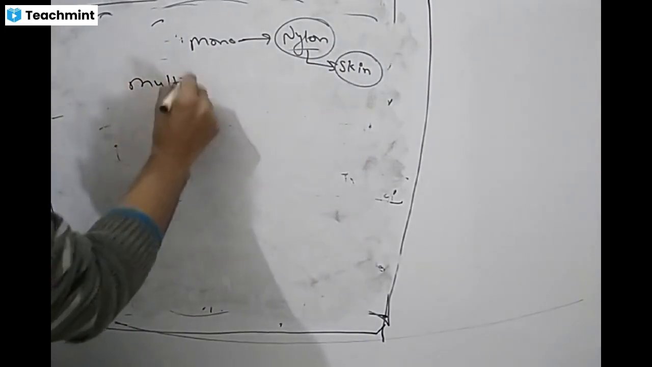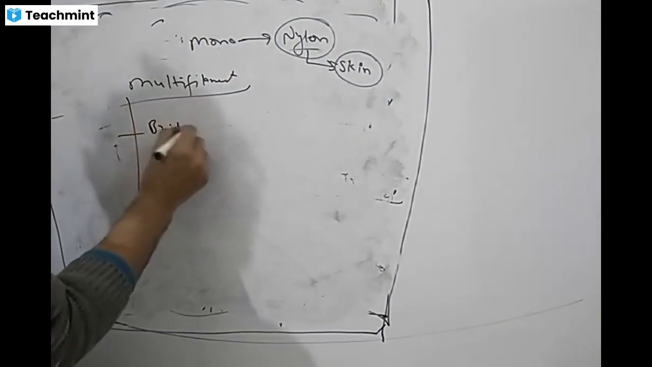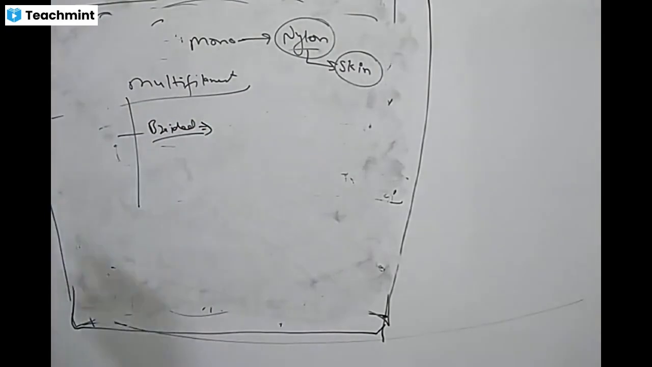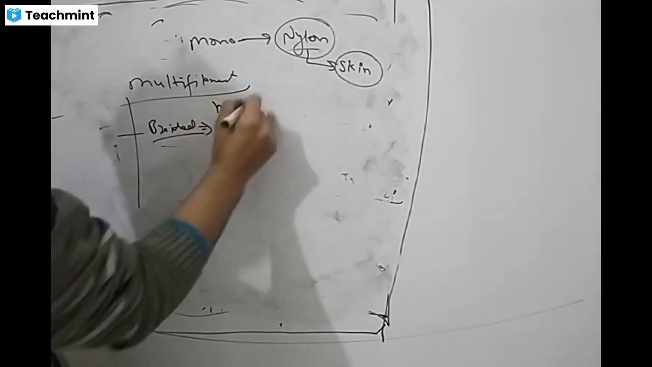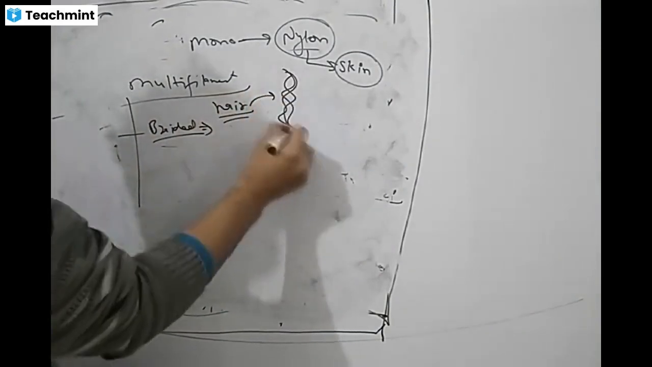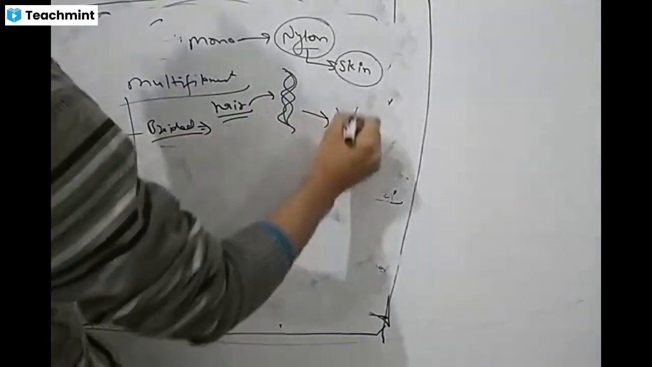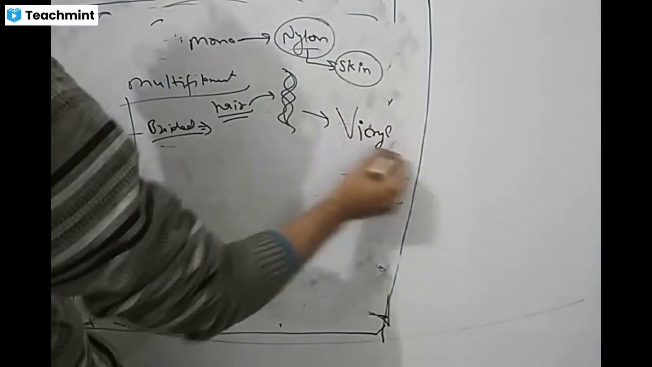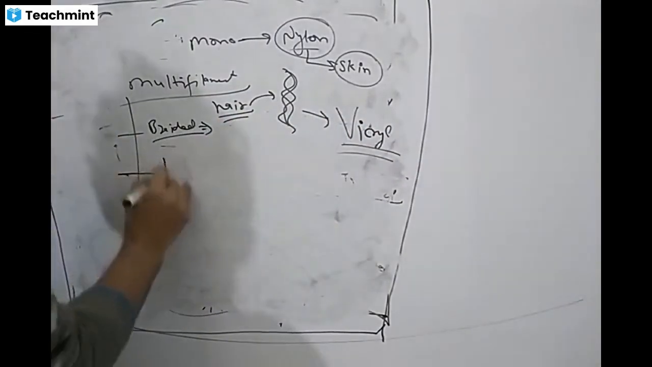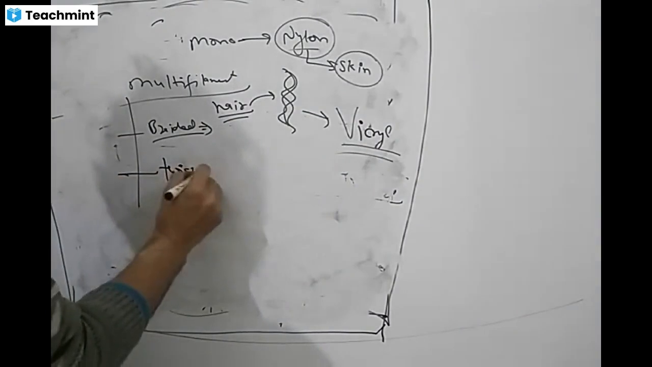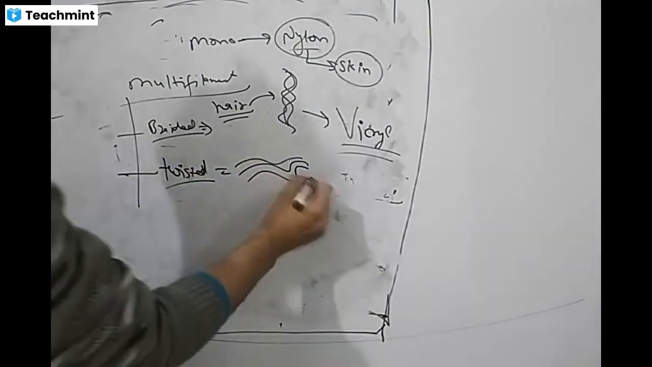For multifilament, there is one we call braided. Braided means the girls, when they are going to school in 6th, 7th, 8th class, they braid their hair like this. The example for this braided one is your vicryl. Vicryl suture material is multifilament and braided. And the second is your twisted. Again it is multifilament, but all are twisted. The example is your catgut.